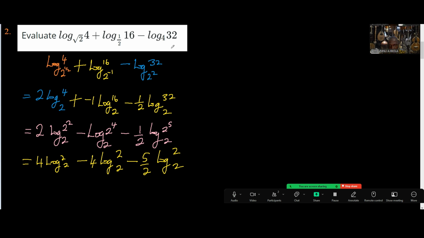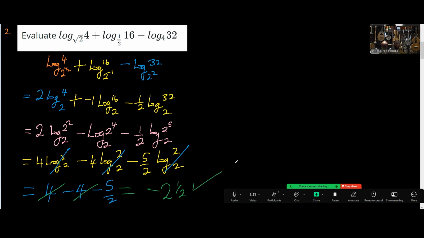Okay, we know that log of the same base should be 1. So all of them become 1. So what we have here now is 4 minus 4 minus 5 over 2. So 4 minus 4 gives us 0. Then our final answer will be minus 2 and half, which is minus 5 over 2. Is that clear? Yes, sir.